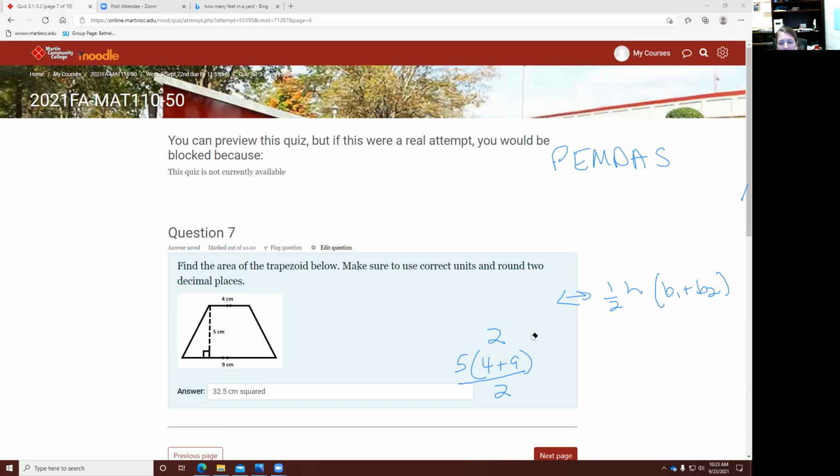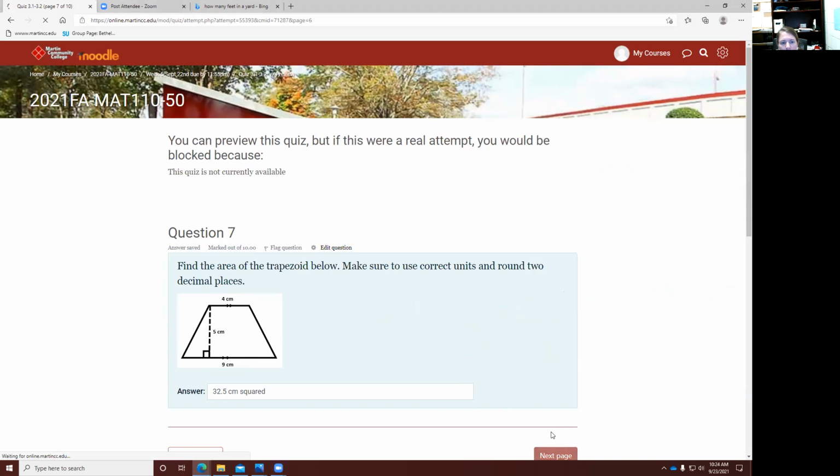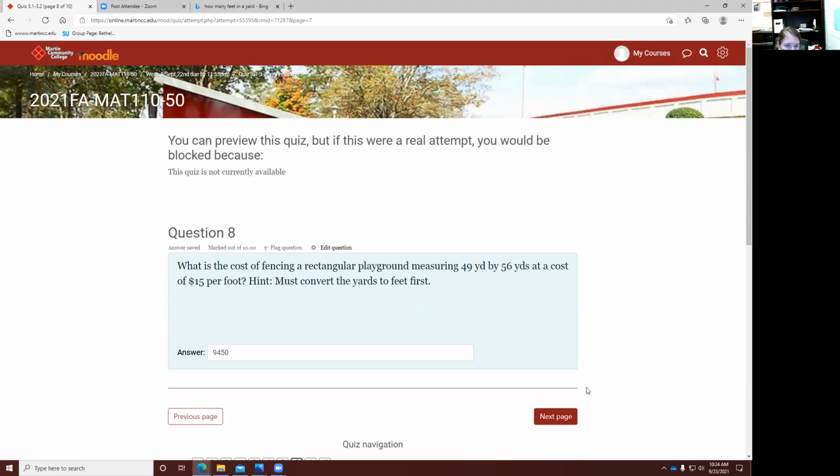Now on your test, if you guys don't put your unit squared for area, I will be taking points off. So please, please, please make sure you guys are squaring your units when we're talking about area. The next question was question 8. Now, I believe you guys missed this because you did not read the question.